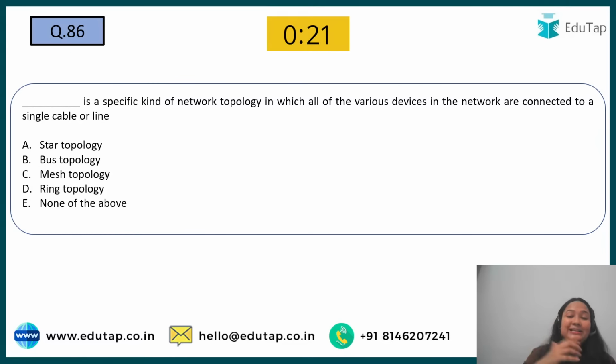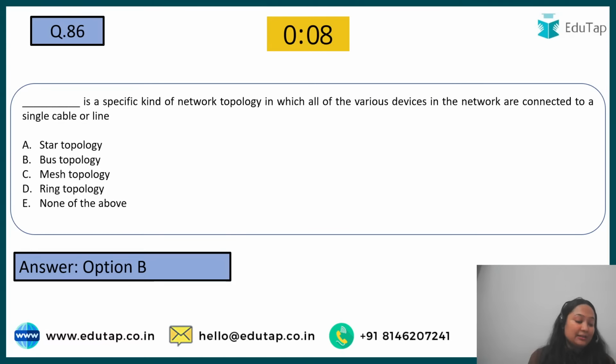Okay, and these are known as the backbone. Okay, the correct answer will be option number B. Very good, very good. Everybody has given the correct answer. That is absolutely correct. For 86, bus topology will be the correct answer. Now moving toward the next question.